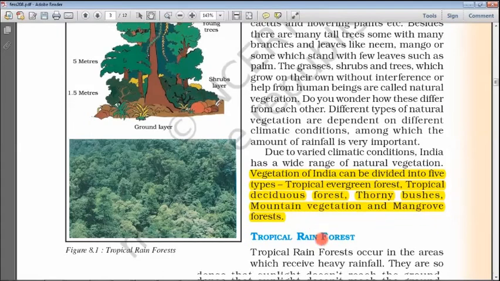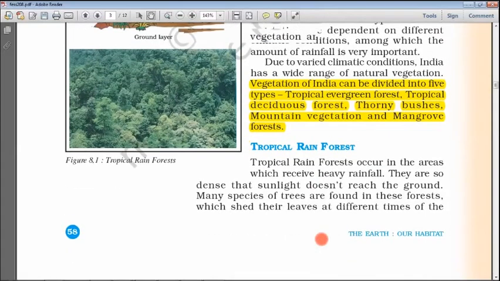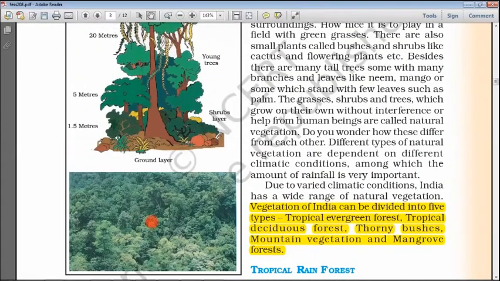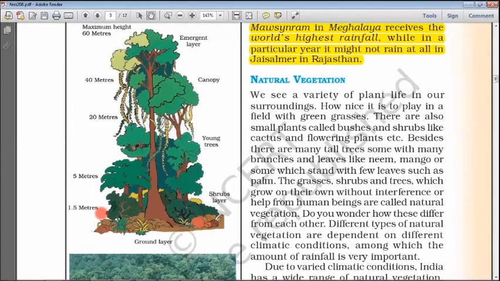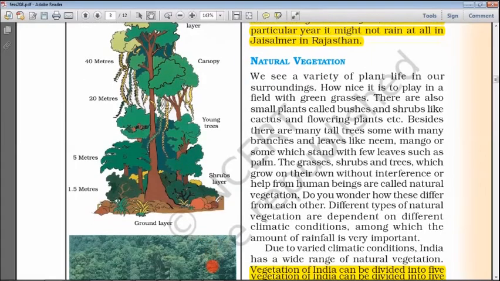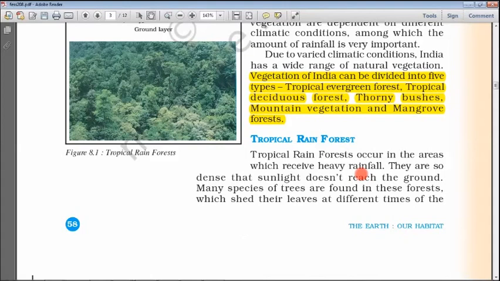So let's look at tropical rainforest. Here, one picture of tropical rainforest is given. The tropical rainforest has this kind of layered structure, with different trees and shrubs forming different layers. The trees in the top layer, the emergent layer, can reach a maximum height of even 60 meters. There is a dense canopy as well. These areas receive heavy rainfall. The forest is so dense that sunlight doesn't even reach the ground.